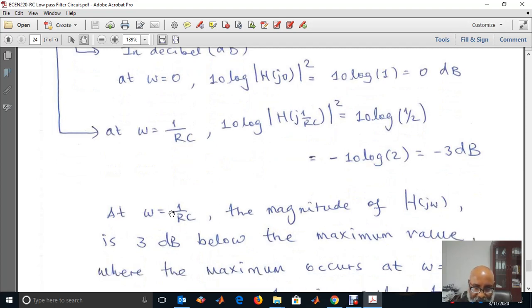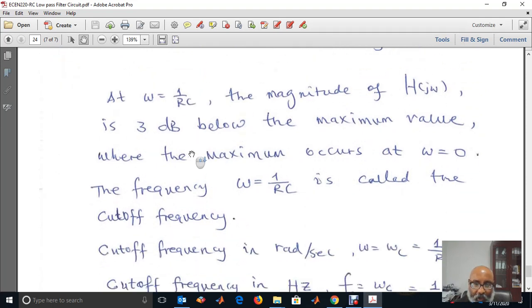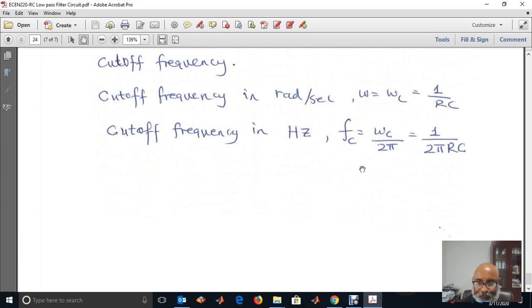So the cutoff frequency is 1 over RC. In terms of f, it will be 1 over 2 pi RC. Okay, so the cutoff frequency of a simple low pass filter is 1 over RC in radians per second, and in terms of Hertz, omega c over 2 pi, which is 1 over 2 pi RC.